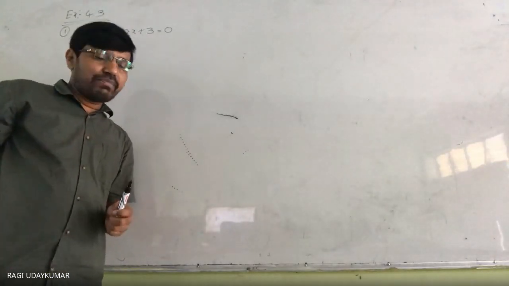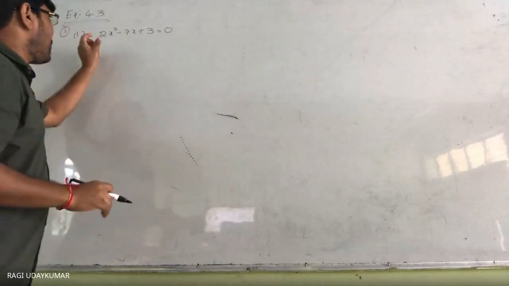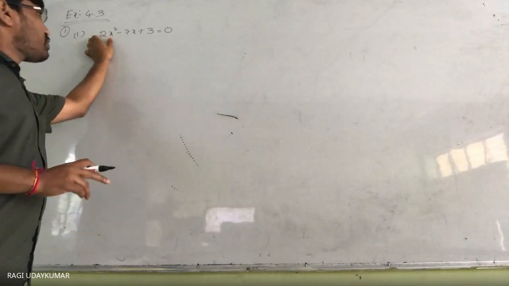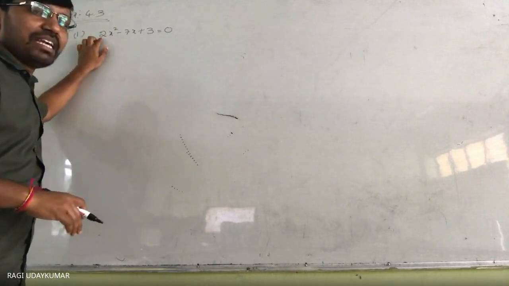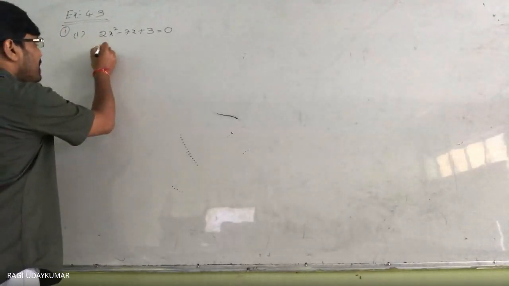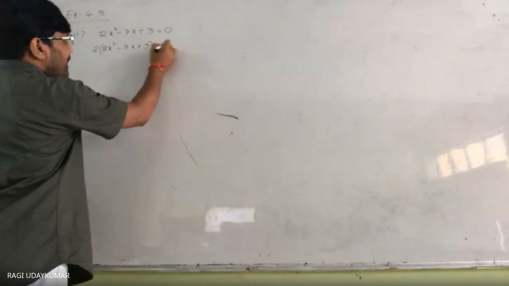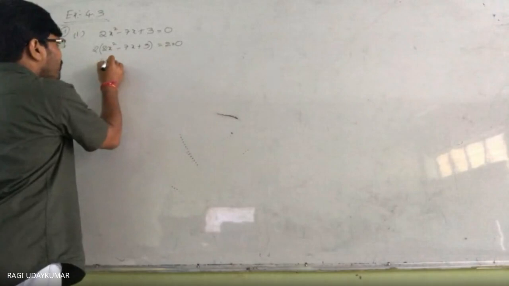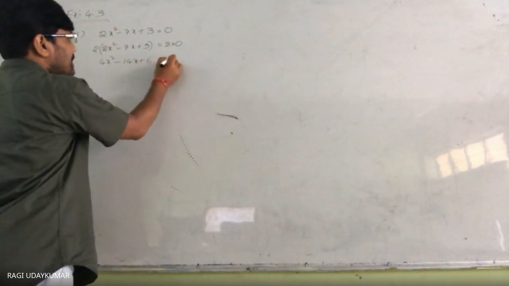Whatever the method you are adapting, the first thing is that you have to make a perfect square. For that purpose, either you can divide the number you have here, or you can multiply by the same number. I am choosing multiplication. I am multiplying this equation by 2 on the left-hand side and right-hand side. When I multiply the equation, the value does not change. So it becomes 4x square minus 14x plus 6 is equal to 0.